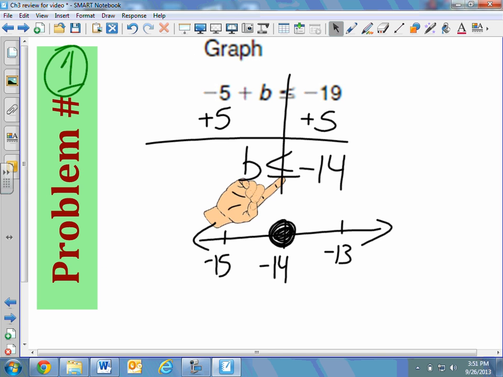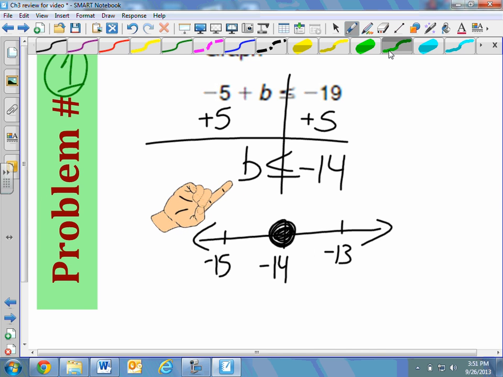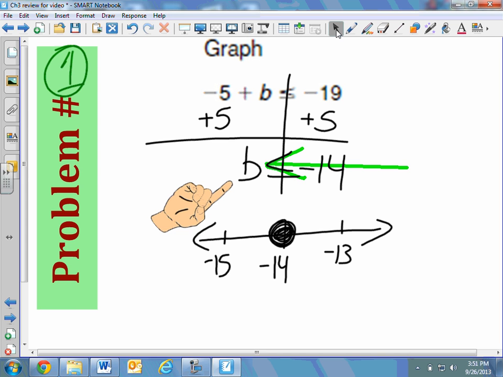And remember that I told you, if you're not really good at knowing which way to shade here, a really quick, easy way is to look at this right here. But remember, the B has to be first. The variable has to be first. And remember, I told you to think about this like an arrow, right? It's almost like it's pointing this way. So if I put this here, there's your answer right there. It's pointing this way, so that's where you should be shading. You should be shading to the left, because B can be -15, -16, -17, and so forth. All right, next one.